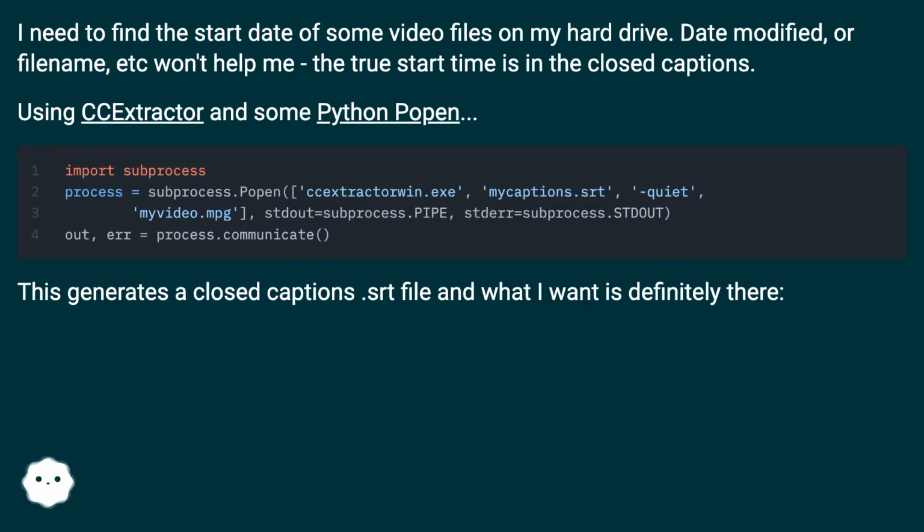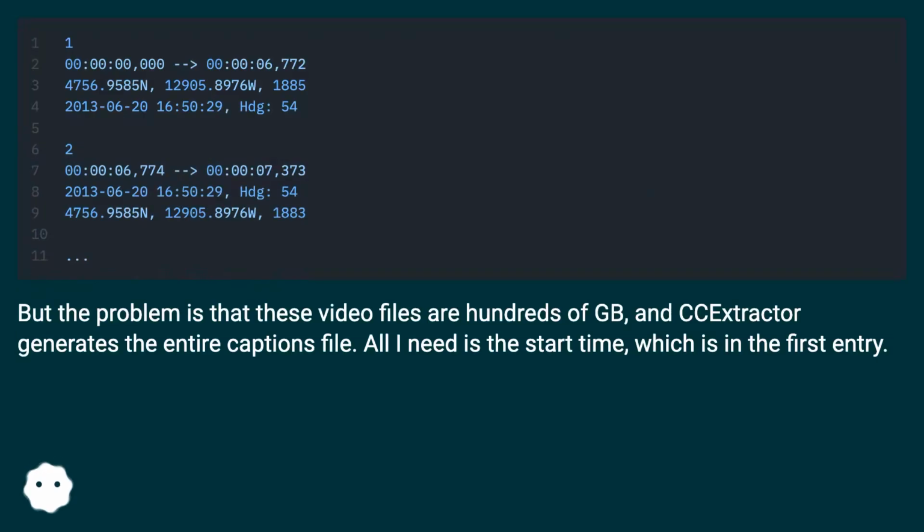Using CCExtractor and some Python Popen, this generates a closed captions SRT file, and what I want is definitely there. But the problem is that these video files are hundreds of GB, and CCExtractor generates the entire captions file. All I need is the start time, which is in the first entry.